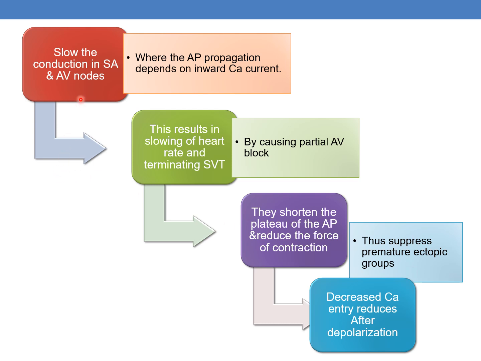They mainly act by slowing the conduction in SA and AV nodes. This results in the slowing of heart rate and termination of supraventricular tachycardia. In addition, they shorten the plateau phase of the action potential, which reduces the force of contraction. And this decreased calcium entry reduces after depolarizations, and thus it suppresses the premature ectopic beats.